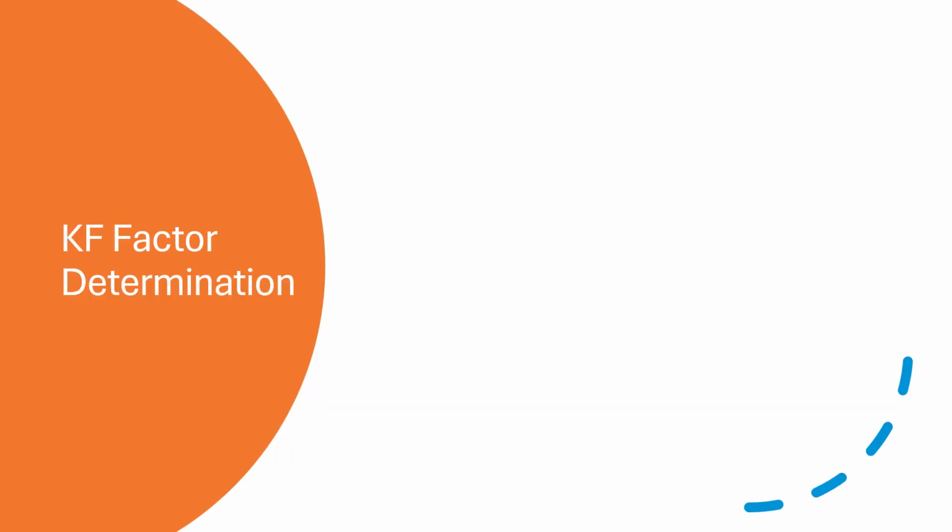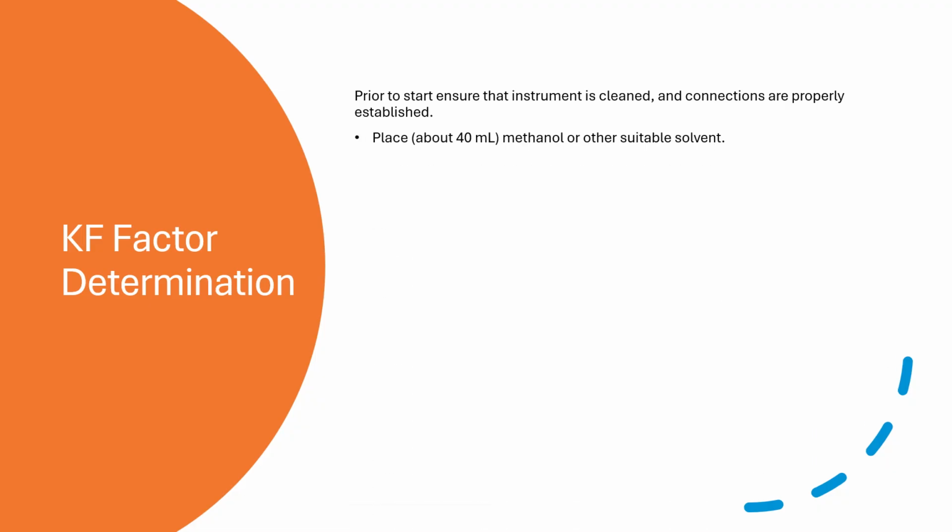So now here we will discuss the KF factor determination. Prior to starting your analysis, that is water content determination, you need to determine the KF factor, right? So prior to start, ensure that the instrument is clean and connections are properly established. In step 1, we need to place about 40 ml of methanol or another suitable solvent into the titration vessel, right?